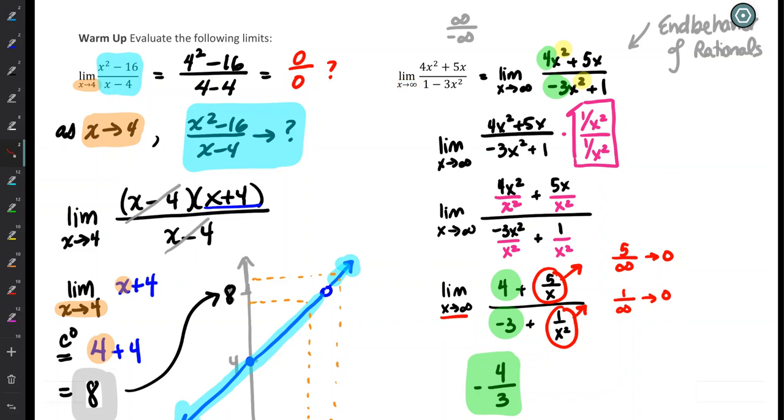Now, what if these fail? What if we have an indeterminate form like 0 over 0 or infinity over infinity, and we don't have a technique like this? What can we do? That's what motivates L'Hopital's rule.